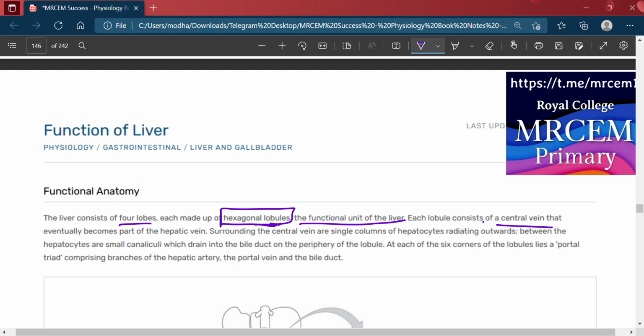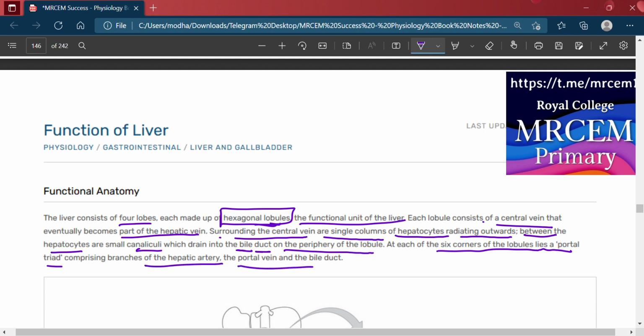eventually becomes part of the hepatic vein. Surrounding the central vein are single columns of hepatocytes radiating outward. Between the hepatocytes are small canaliculi, which drain into the bile duct on the periphery of the lobule. At each of the six corners of the lobule lies a portal triad, comprising branches of the hepatic artery, the portal vein, and the bile duct.